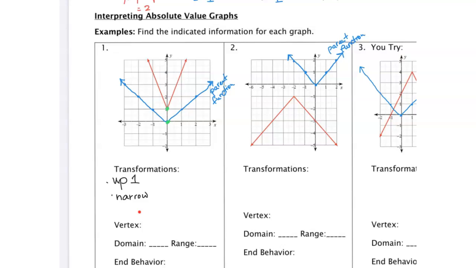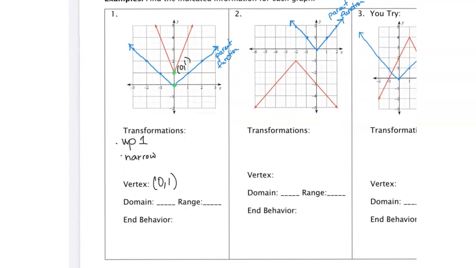The vertex for our new function is at the point 0, 1. So this is the point 0, 1. So our vertex is at 0, 1. The domain is all real numbers. And our range, our red function does not go below the y value of 1. So therefore our range is y is greater than or equal to 1.